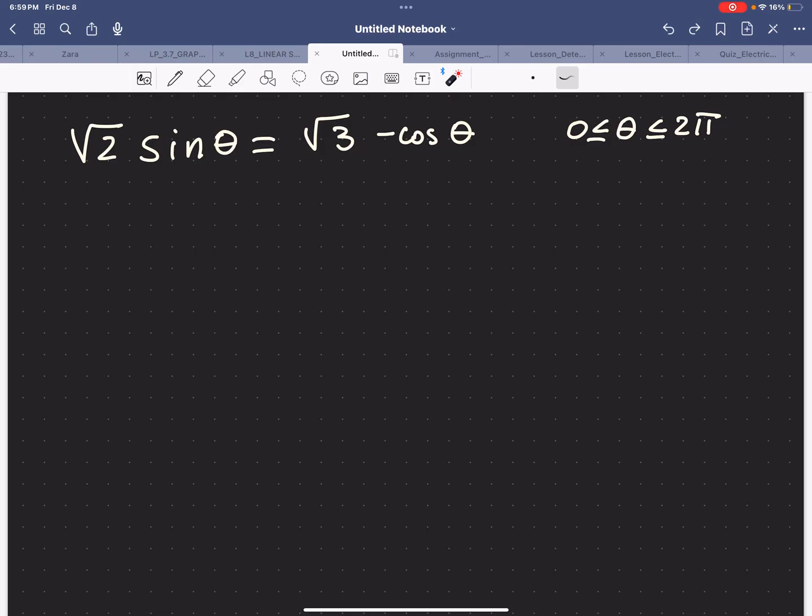Let's take a look at a trig equation. This time we are solving a question from the textbook. I think it's on page 437, number 20. It was assigned for homework. So let's read the question first.